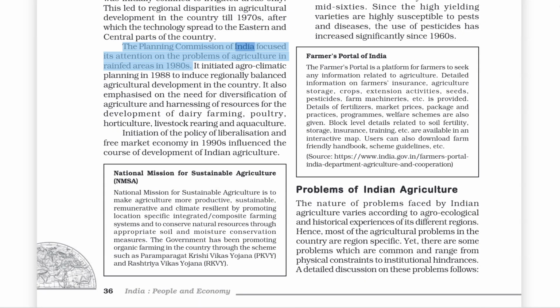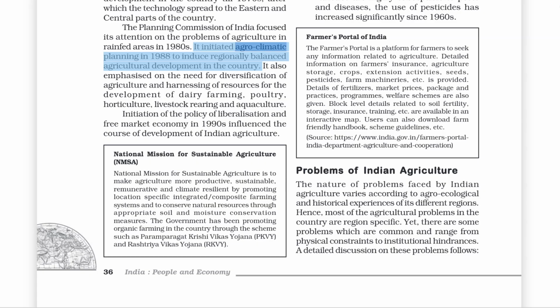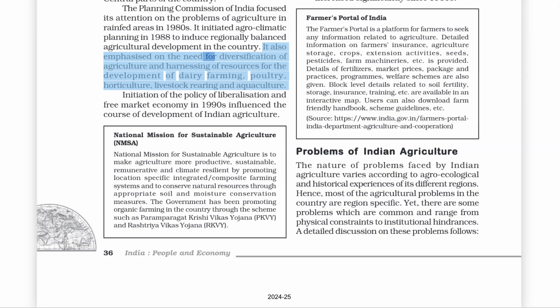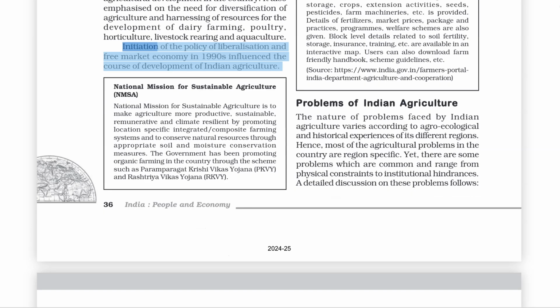The Planning Commission of India focused its attention on the problems of agriculture in rain-fed areas in 1980s. It initiated agroclimatic planning in 1988 to induce regionally balanced agricultural development in the country. It also emphasized the need for diversification of agriculture and harnessing of resources for the development of dairy farming, poultry, horticulture, livestock rearing, and aquaculture. Initiation of the policy of liberalization and free market economy in 1990s influenced the course of development of Indian agriculture.